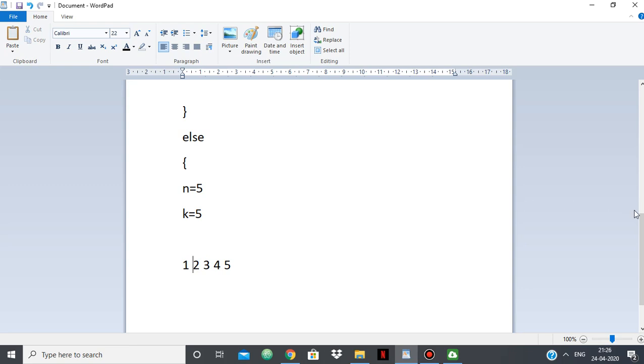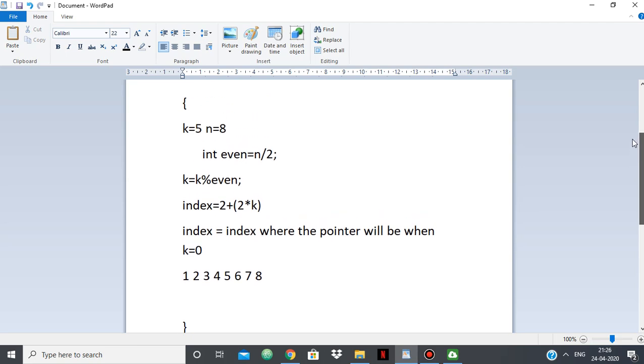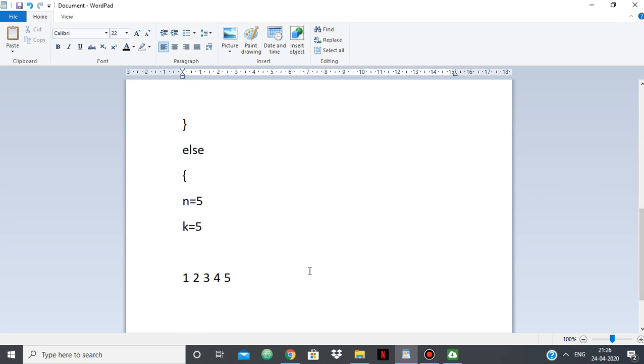Like here I was rotating after every even. So that's why I did k is equal to k percent even. But here as you can see I'm rotating after every k itself. K is equal to 0, 2, k is equal to 1, k is equal to 2, k is equal to 3, k is equal to 4, k is equal to 5.